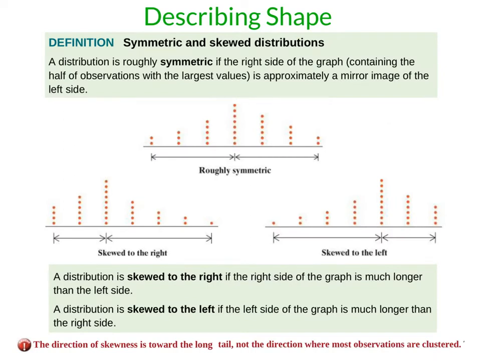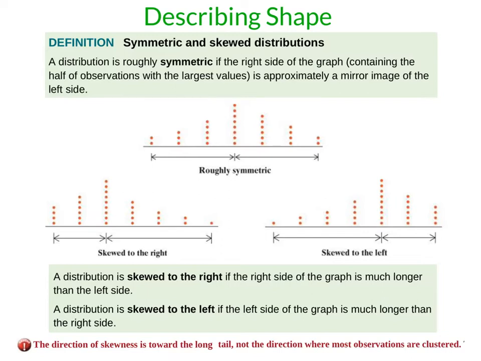Now, as you can imagine, dot plots can take many different forms, and their shapes can vary widely. So let's now talk about describing the shape of a dot plot or any type of data visualization. There are 2 major camps that I like to think of. Your dot plot, for example, can be symmetric or it's going to be skewed. So let's talk about those 2 things.